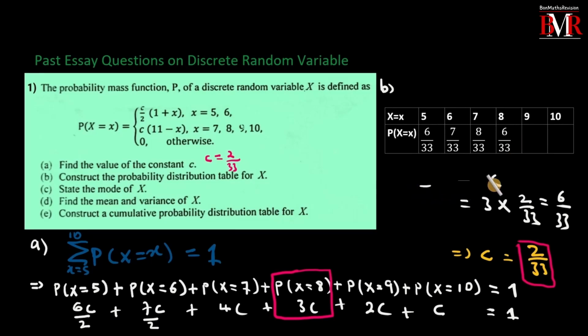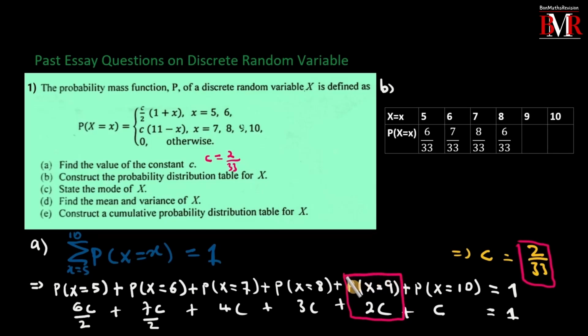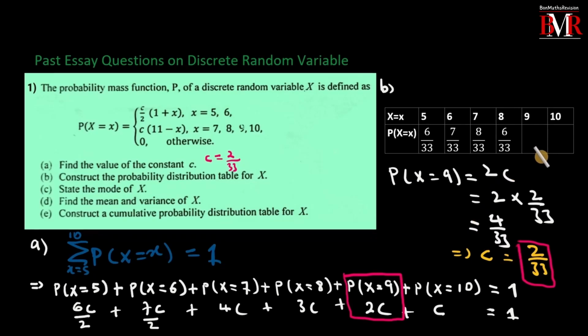Now the probability of x equals 9 is 2c. That is, the probability of x equals 9 is equal to 2c. So I'll have 2 times 2 on 33. 2 times 2 is 4. So it means this is 4 on 33. So it means here is 4 over 33.